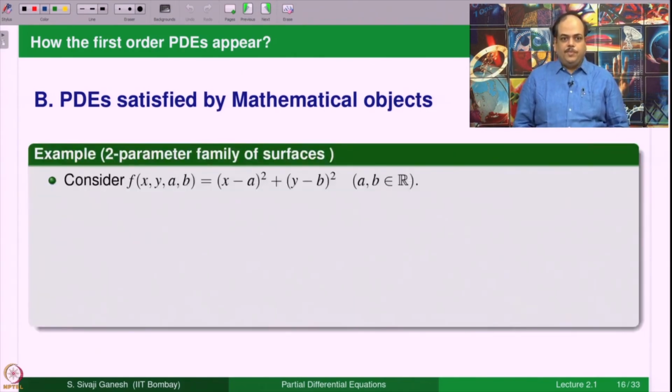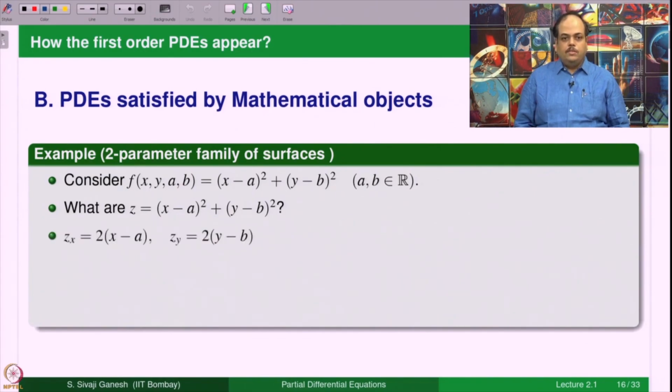Now, let us look at a specific example where the function is taken to be (x minus a) whole square plus (y minus b) whole square. a and b are parameters varying in the real numbers, both of them are real numbers. Now, what are these surfaces? What does this equation represent? It represents cones, a family of cones.